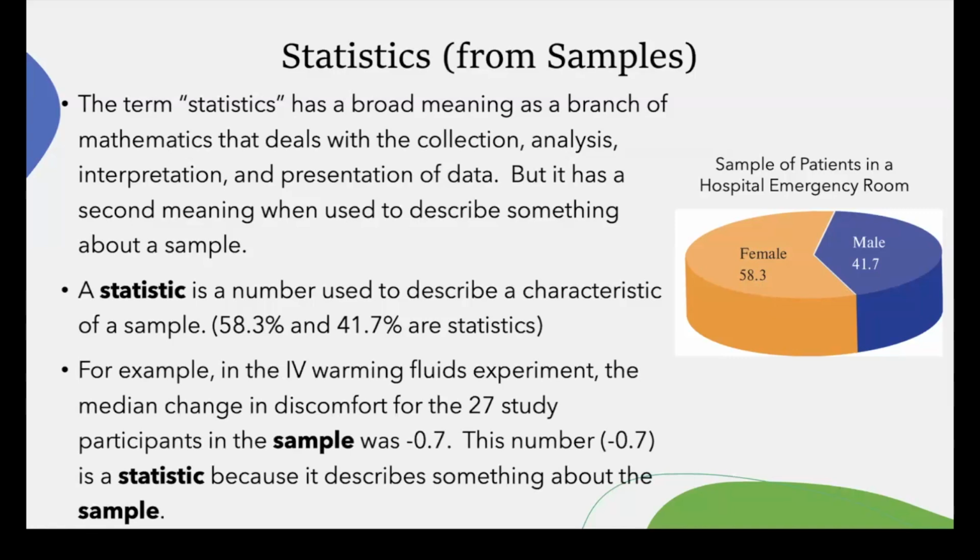And here's another example of a statistic. In the IV warming fluids experiment, remember that the sample was those 27 patients. We weren't working with the entire population. We were working with a smaller sample of 27 patients. And the people who conducted the experiment discovered that the median change in discomfort for the 27 participants in the sample was negative 0.7. That negative 0.7 is a statistic because it describes a detail about that sample of 27 people. It's a single number that describes a characteristic about a sample.